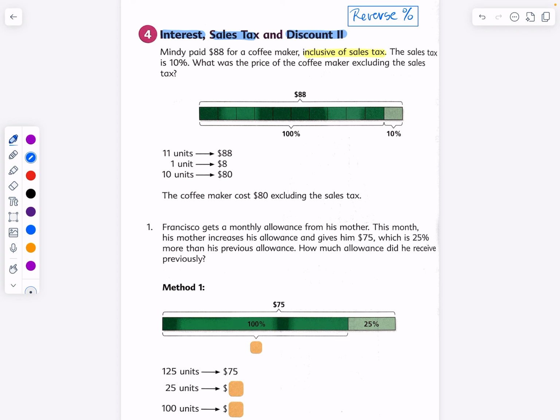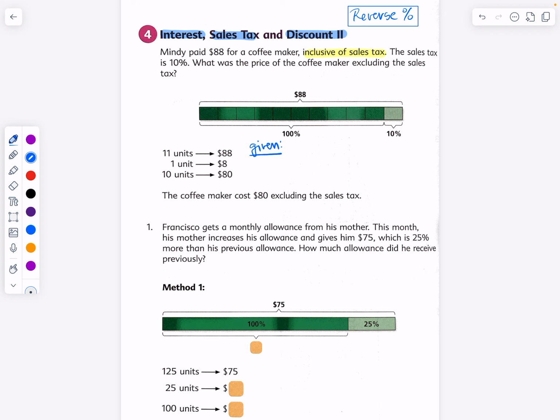When you come to the store, you see the price on the sticker called list price. Of course, when you go to the register, sales tax is added on. So we do know that Mindy paid $88 after the sales tax was applied. And the sales tax was 10%. Here is how I show all my students to set up this problem. Step 1, let's write down what is given.